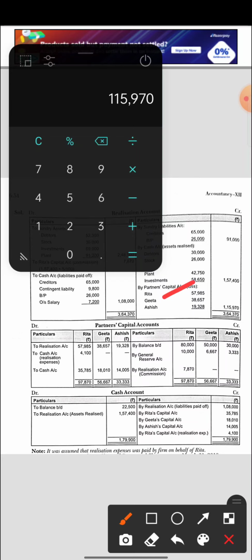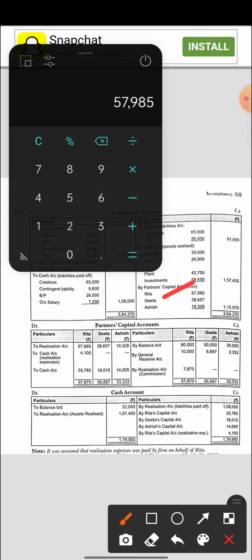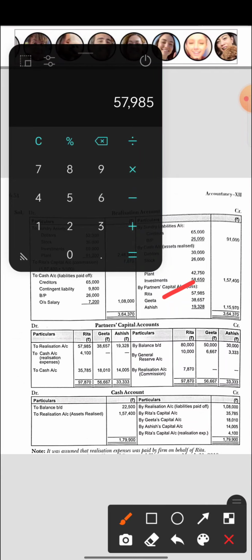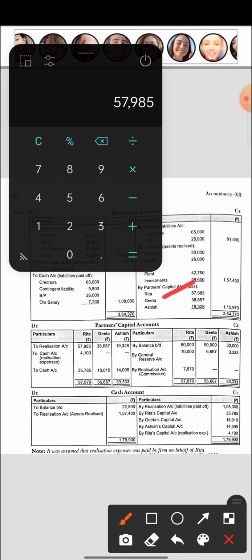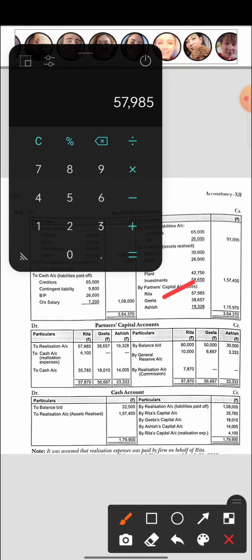Remember, the share is 3 is to 2 is to 1. That means 3 by 6. Rita's share is 3 by 6, so into 3 divided by 6. How much do we get? 57,985. The same thing you have to do for Gita and for Ashish as well. And after you do that, you will get the 3 partners' capital for Rita, Gita and Ashish.